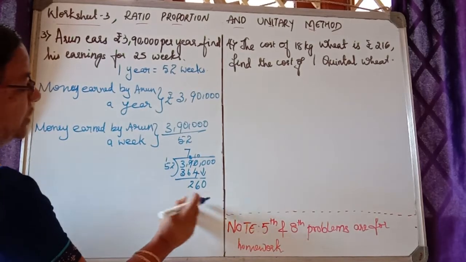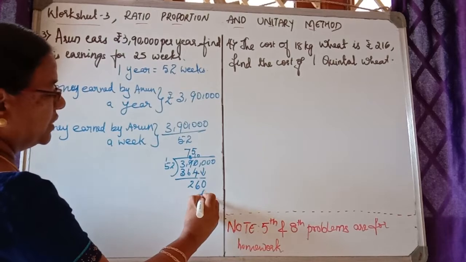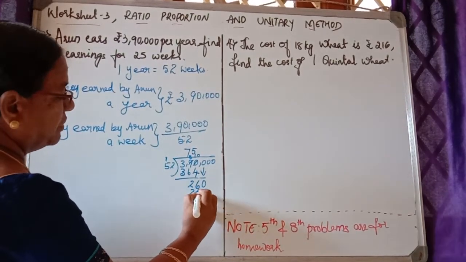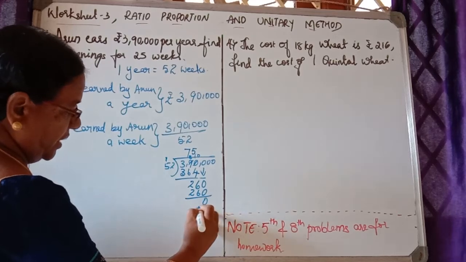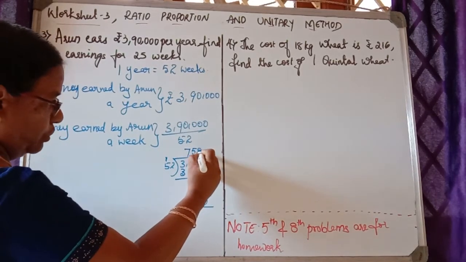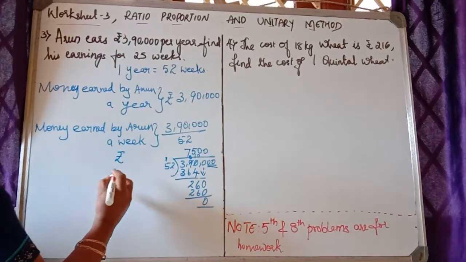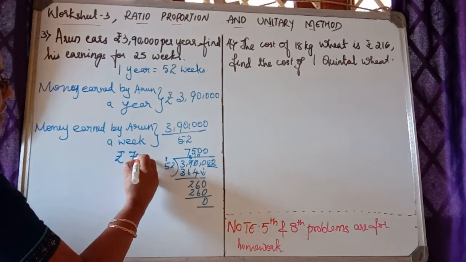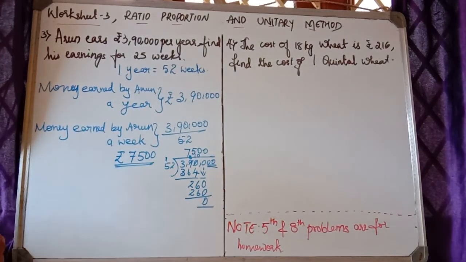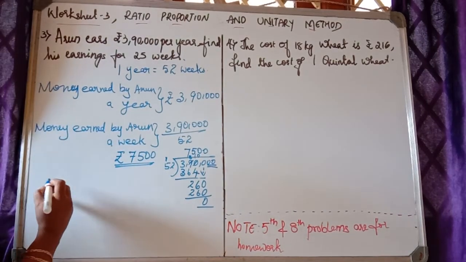Now bring down the 0. Now how many times it will go? I'll take 5 times. 5 2s are 10, remainder 1. 5 5s are 25 plus 1, 26. Remainder 0. How many zeros are left over? 2. Both the zeros we have to carry over there. So how much he earned in a week? Rupees 7,500. Now we have to find out his earnings for 25 weeks.